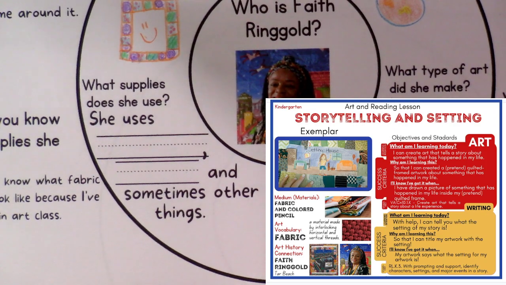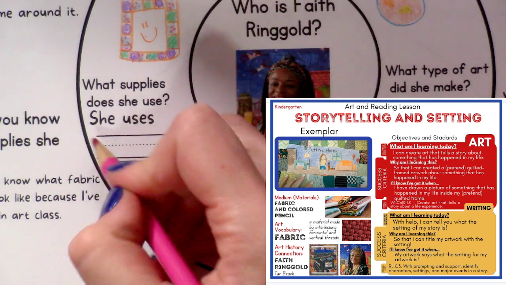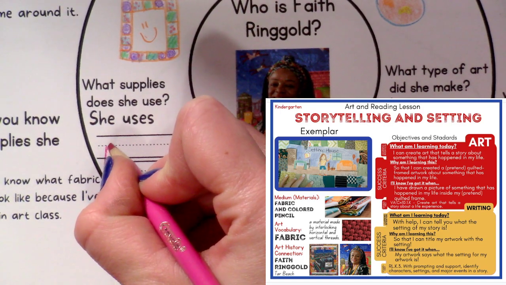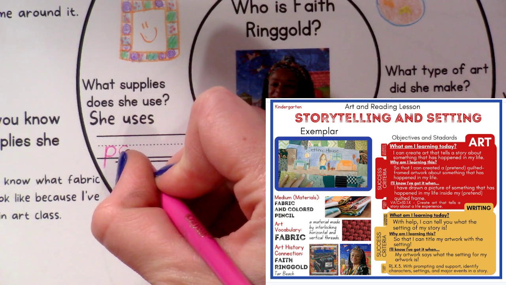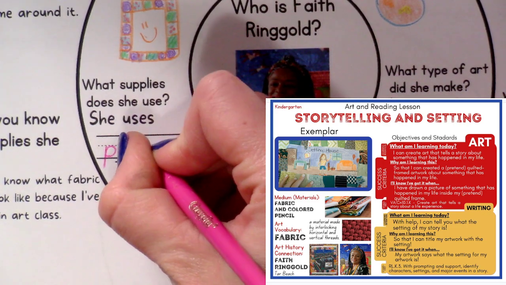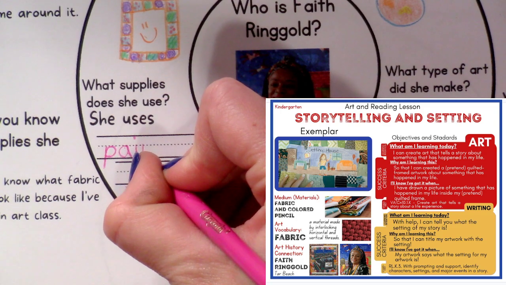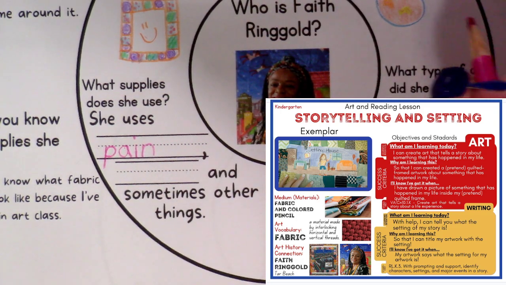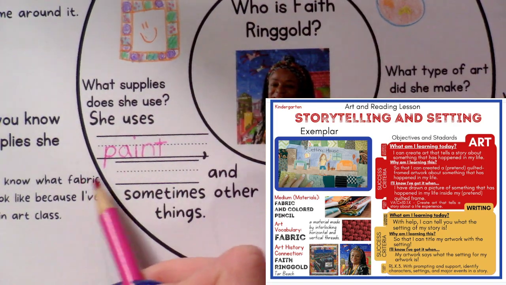So I'm going to do paint first. So it's P, which is a line going down and then back up and around. A, around, up and back down. I, line going down and a dot. N, line going down, up and back down. T, line going down, line going across. So that's paint.